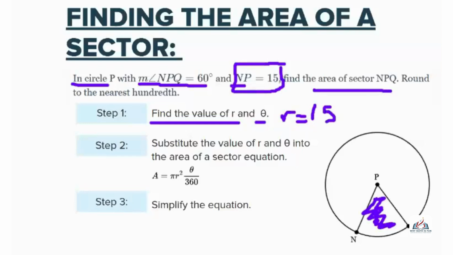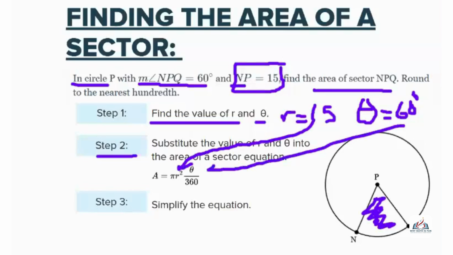And what is the angle measurement? The angle measurement is 60. So that's step one, find the value of R and the angle measurement. Now for step two, we substitute the value of R and the angle measurement into the equation. So we're going to plug 15 in here and 60 in here for the angle measurement.